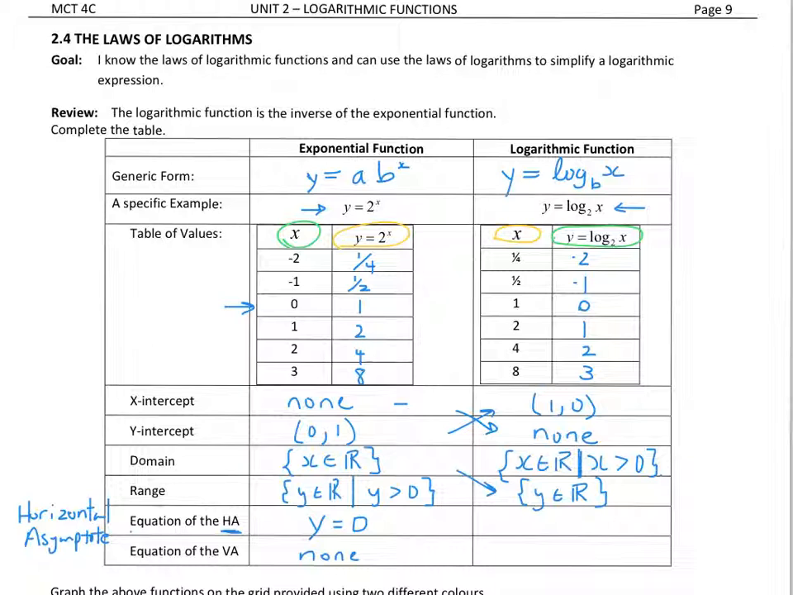Now, our exponential function had a horizontal asymptote of y equals 0. So these are just crisscrossing over. This will be a vertical asymptote for our logarithmic function of x equals 0. The equation of the vertical asymptote for exponential, there wasn't any. So with our logarithmic function, there's no horizontal asymptote.